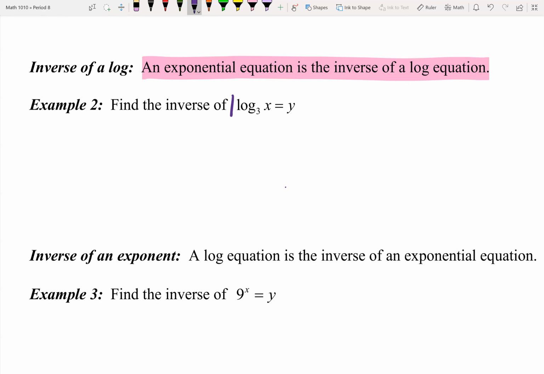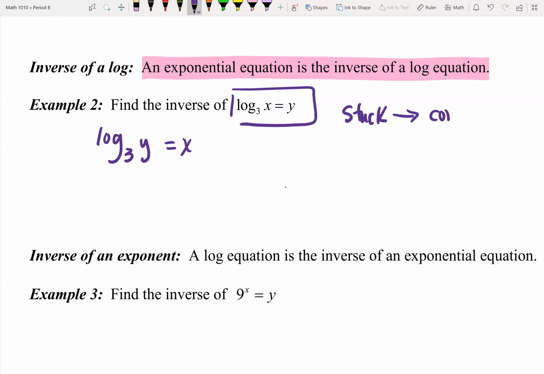So this is a log. Let's make the x a y and the y an x. So now we have log base 3 of y is equal to x. Okay, I want you to write the word stuck. And then I want you to draw an arrow and I want you to write the word convert. I'm going to say that every time I see you until we're done with logs. It's going to be just like a common thing.